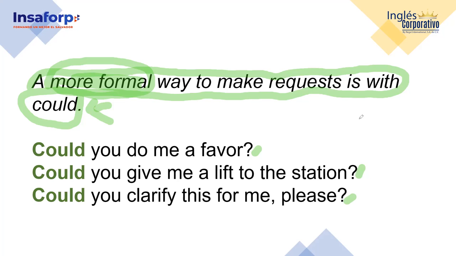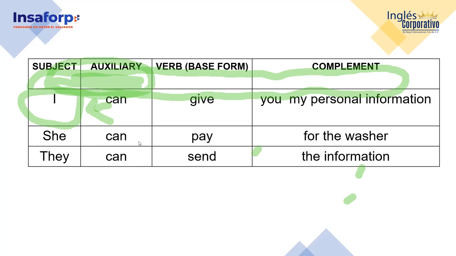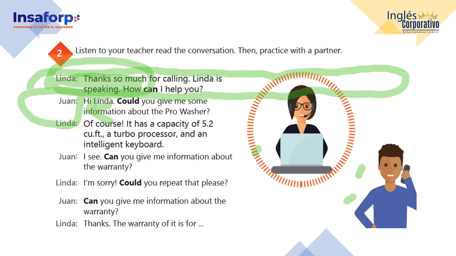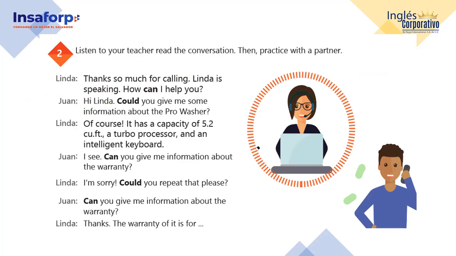So now this is the comparison that we have with the modal auxiliaries can and could. Now we are going backwards again, and we are going to the beginning of this. Now we have the conversation, and now you understand much better, and now you will see the difference between one and other question.